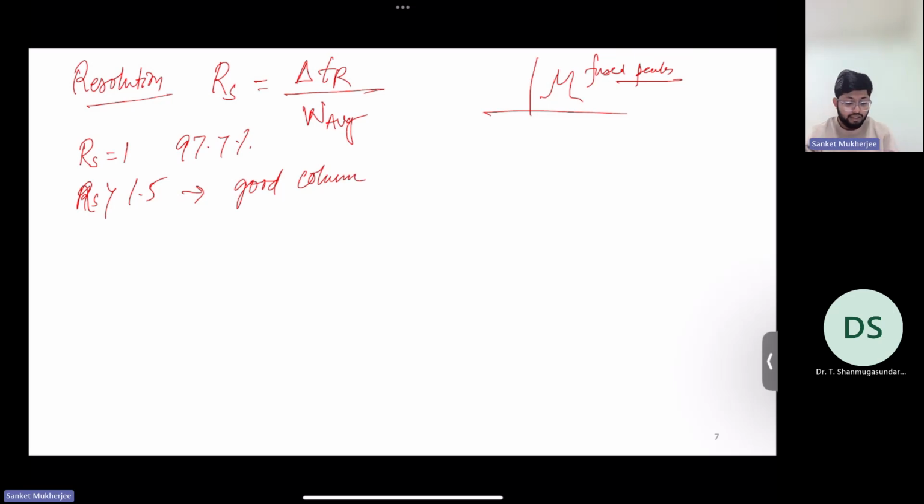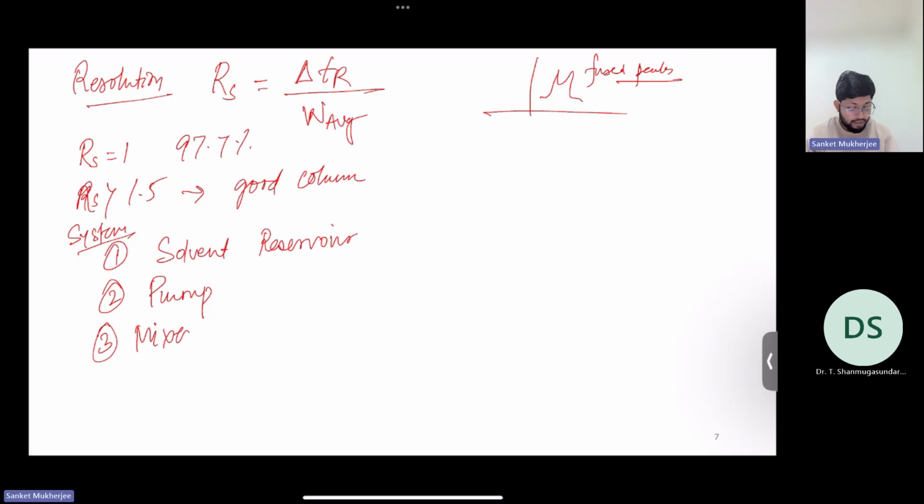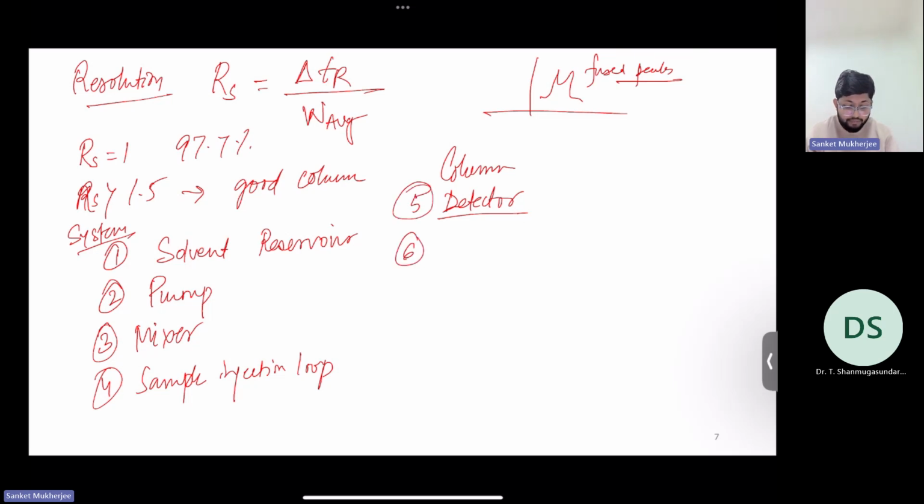So in a chromatographic system, what are the components? So first we have the solvent reservoir, then a pump, mixer, then we have a sample injection loop, which will inject the sample. Then we have the entire column. Then we have a detector, which detects the UV absorbance or whatever is there, what we are getting from there. And then we have a fraction collector, which collects these fractions. And then we have the recorder, which is usually a PC kind of situation, which will basically plot the entire thing.